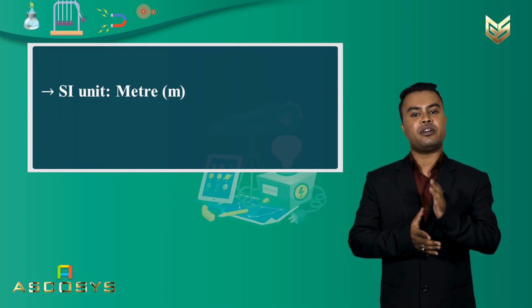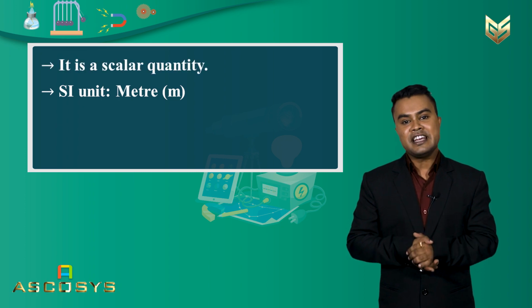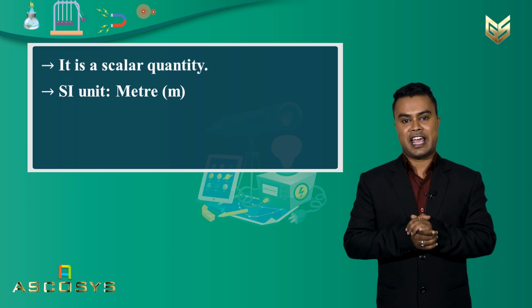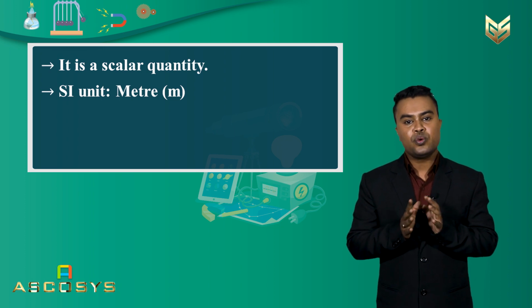What is the unit of distance? The unit of distance is meter. Distance is a scalar quantity. Scalar quantity means it has only magnitude but there is no direction.